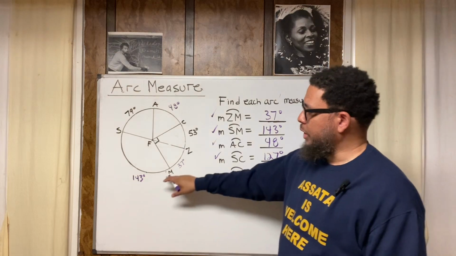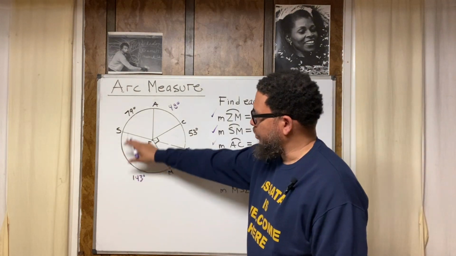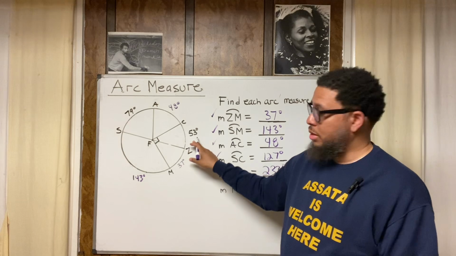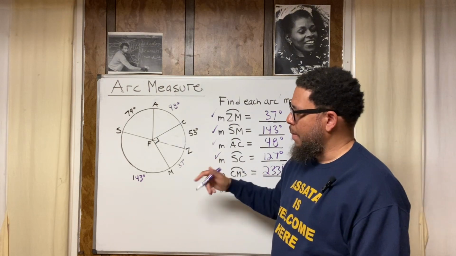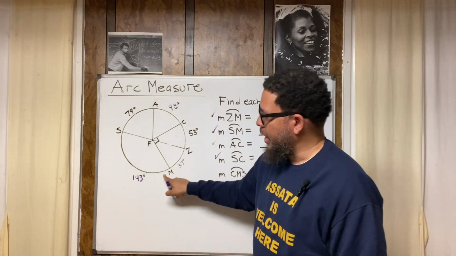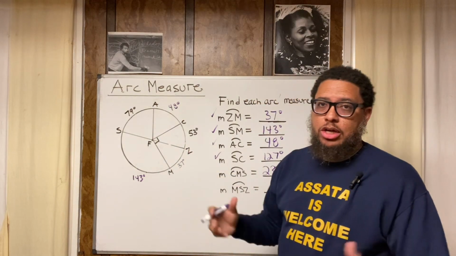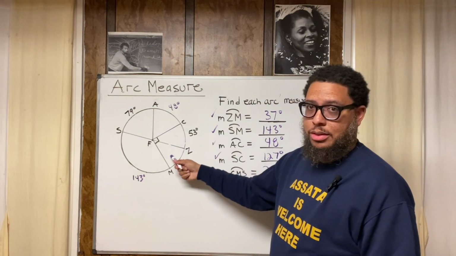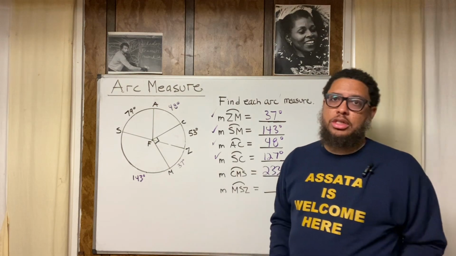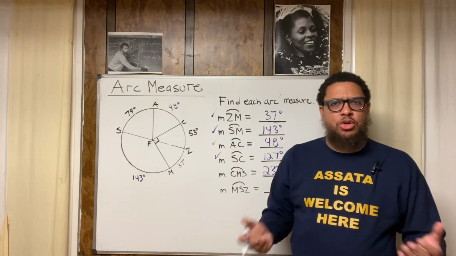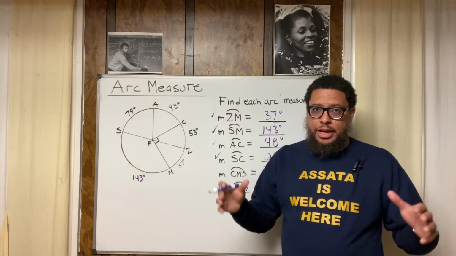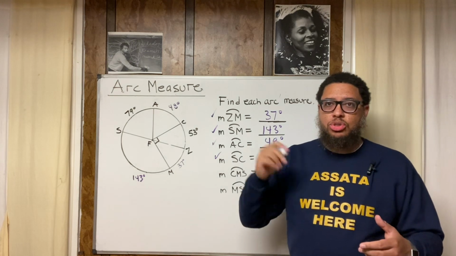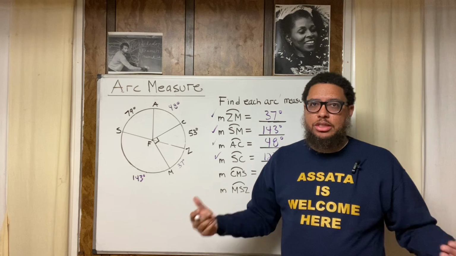All right. Now we could either add all these up, 143 plus 79 plus 48 plus 53. We could do that. Or we could say, you know what? To find arc MSZ, it includes every arc on here except for this one. Something else you need to know about circles. I don't know if I said it in this video. The total angle measure of a circle is 360 degrees. That's the total angle measure of any circle, 360 degrees.